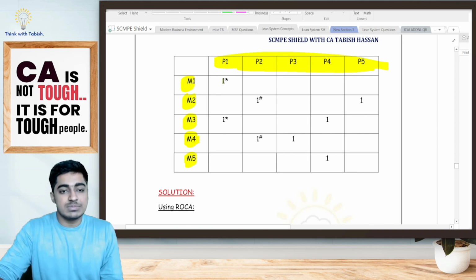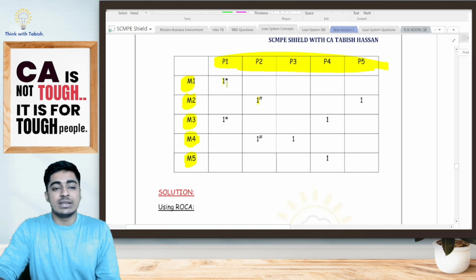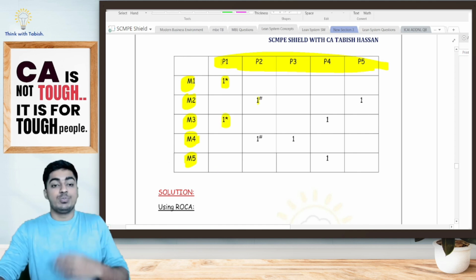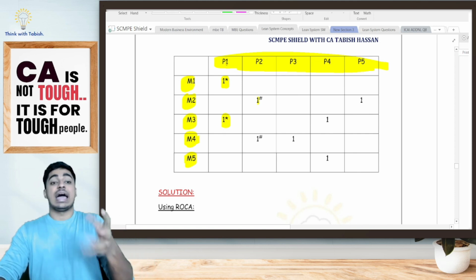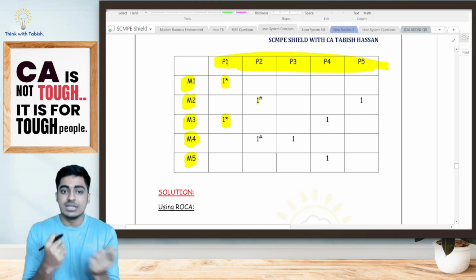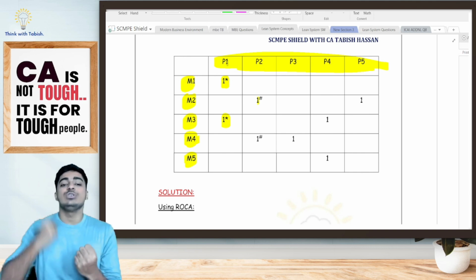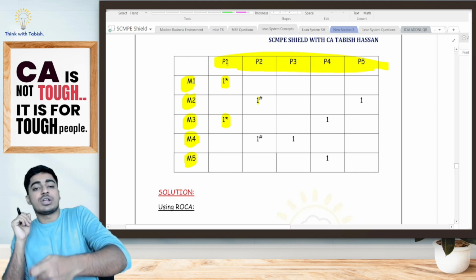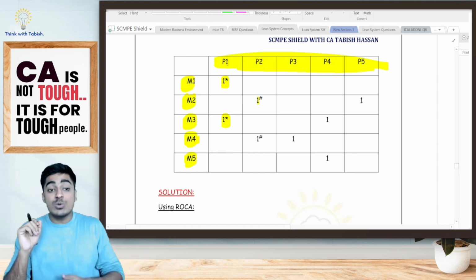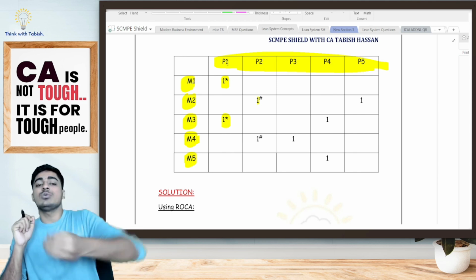Now, what are these numbers telling? Just pay attention, students. Against P1, we have 1 in M1 and 1 in M3. It is telling that to produce my product 1, I have to use machine 1 and machine 3. Is it clear? To produce product 2, I have to use machine 2 and machine 4. To produce product 3, machine 4 alone is sufficient. To produce product 4, I want machine 3 and machine 5. To produce product 5, I want machine 2.